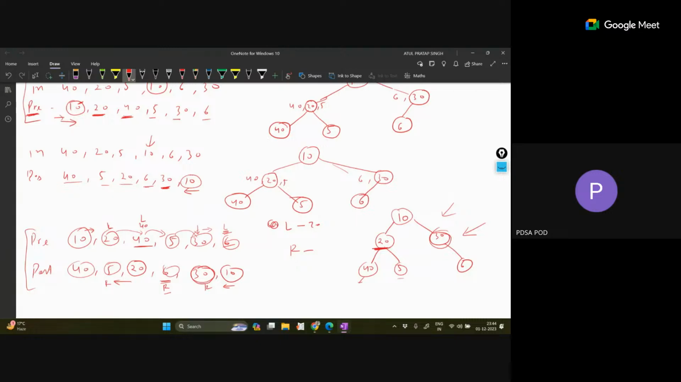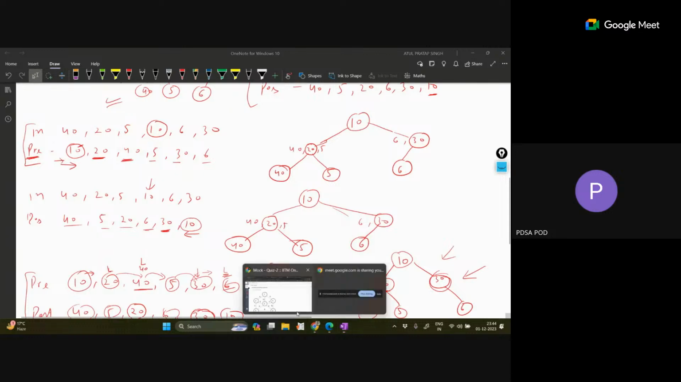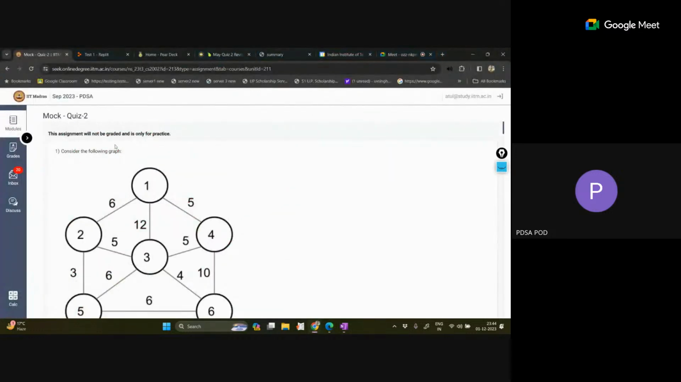Okay, so for the binary case, this is the required information to generate the binary tree. I hope many things are covered. Any query?